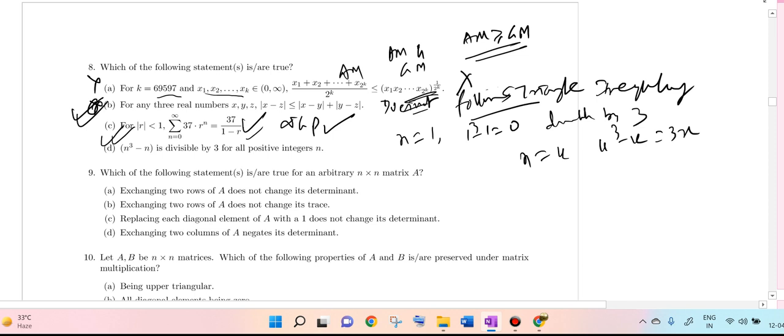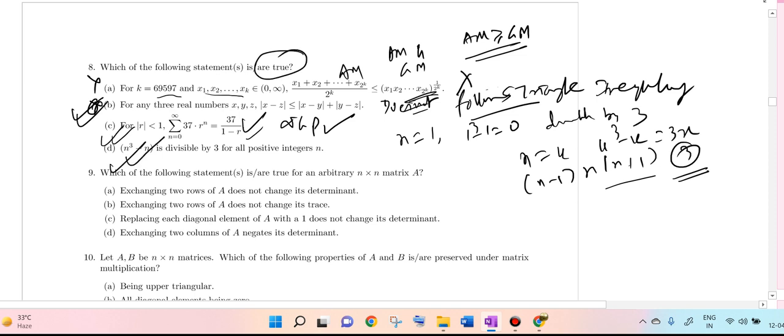Okay, so the expression is the product of 3 consecutive numbers, isn't it? n minus 1, n and n plus 1, and one of the three must be divisible by 3. If 3 consecutive numbers are there, one has to be divisible by 3. So in this case, this is also correct. So the statements are all true except B.